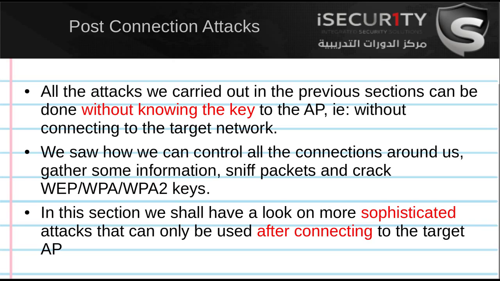So now, in this section, we're going to talk about attacks that we can carry out after connecting to the target access point. These attacks are going to be more powerful, more sophisticated. We're going to be able to get more information about the clients. We're going to be able to read the packets, even if the network uses WPA2, WPA, or WEP, because we have the key. We're gonna talk about man-in-the-middle attacks, ARP spoofing, DNS spoofing, hijacking HTTP sessions, and bypassing HTTPS. All that good stuff, we're gonna talk about it.